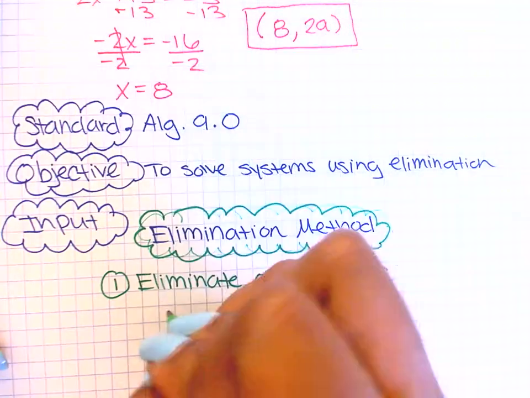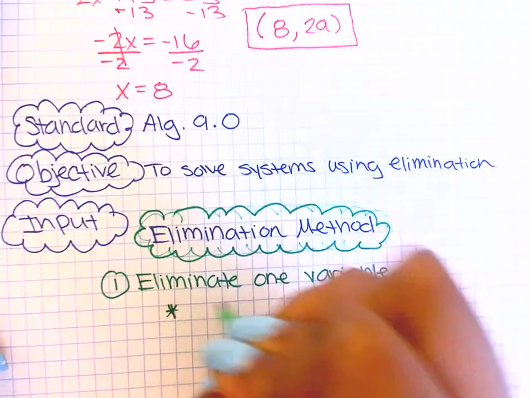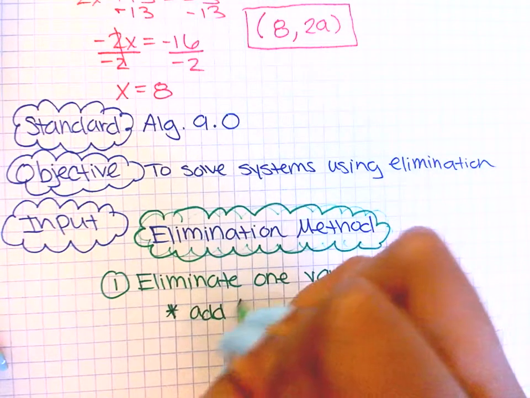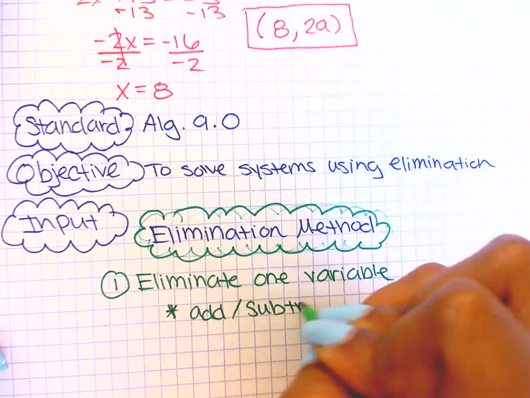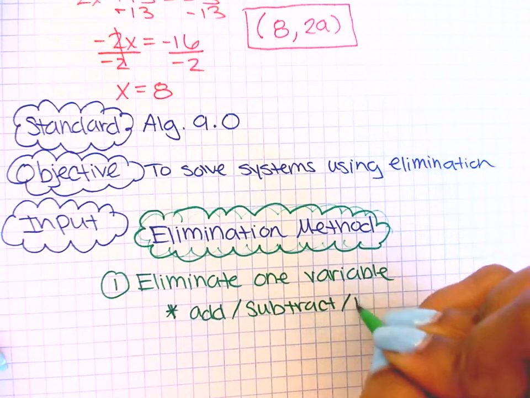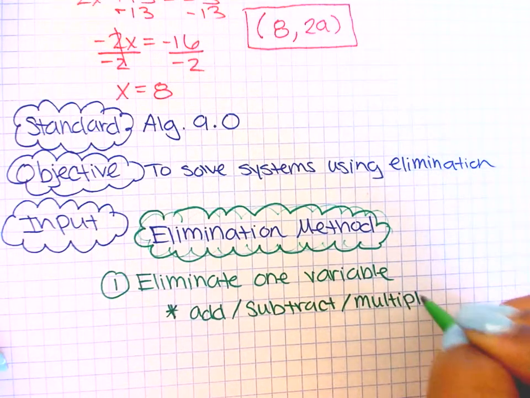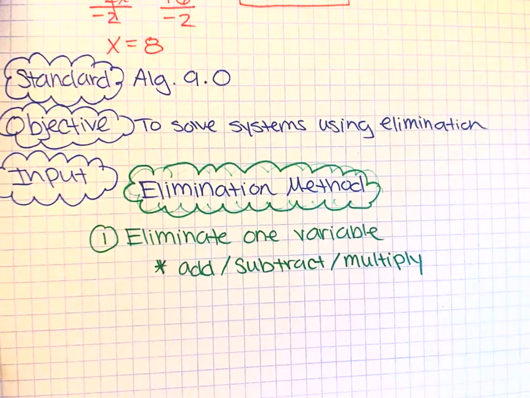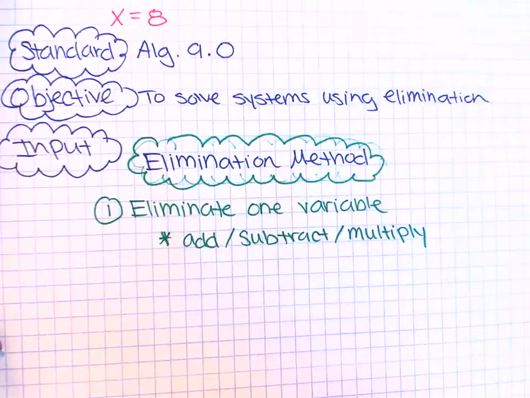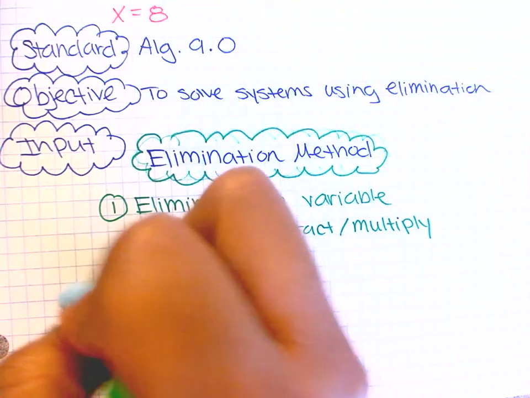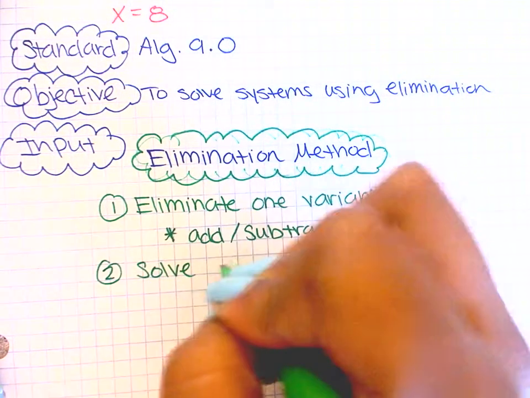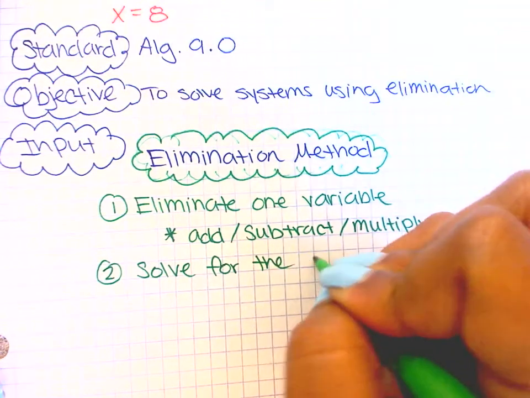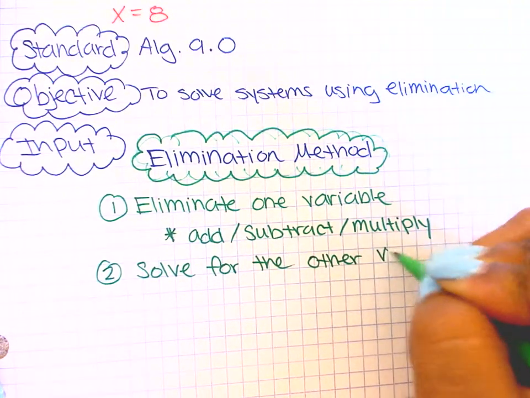You can do it by either adding, subtracting, or multiplying. You can eliminate one variable by adding, subtracting, or multiplying. Number 2, you're going to solve for the other variable.